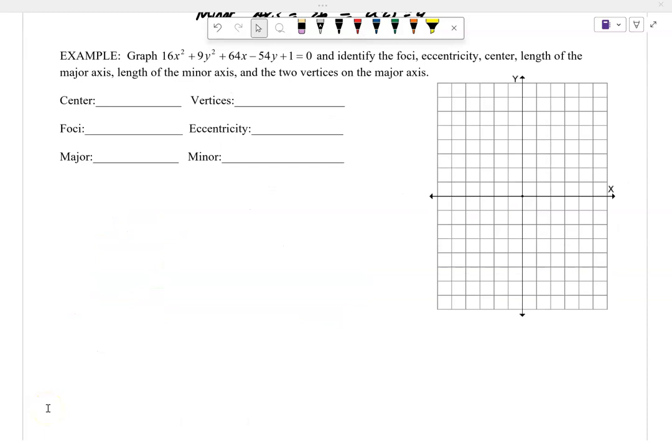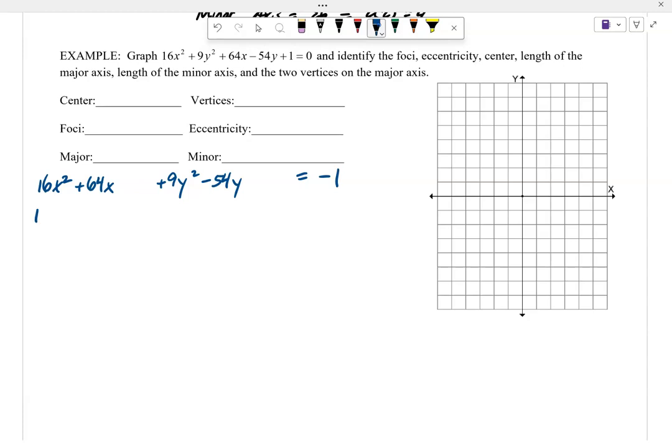All right, this next one, notice it's not in a standard form or not in that useful form at all. This is a very annoying 16x squared. I'm going to have to complete the square, so let me put the 64x next to it. Let me leave a space. I got the 9y squared. Let me put the minus 54y. You see that plus 1? I'm going to take that to the other side. So I'm going to subtract 1 on both sides. And I'm going to have to complete the square on both of these.